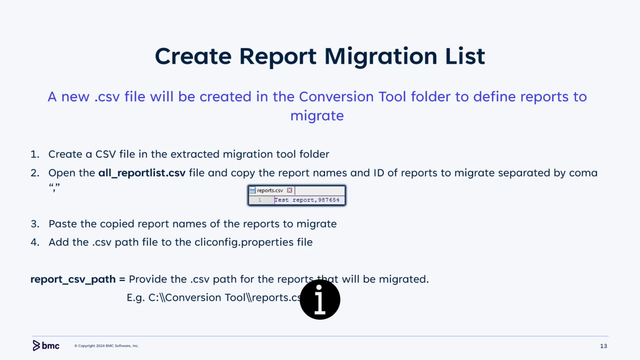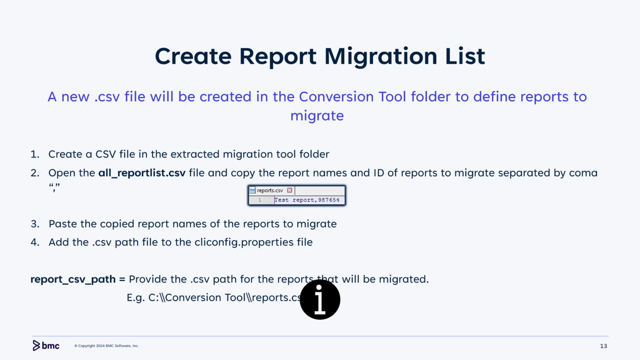Each report must be defined one report by name by row, separating the name from the ID by a comma, as shown in the screenshot. Finally, the CSV file created should be added in the cliconfig.properties file in the report CSV path parameter. Each directory should be separated by double backslashes, as shown in the example.